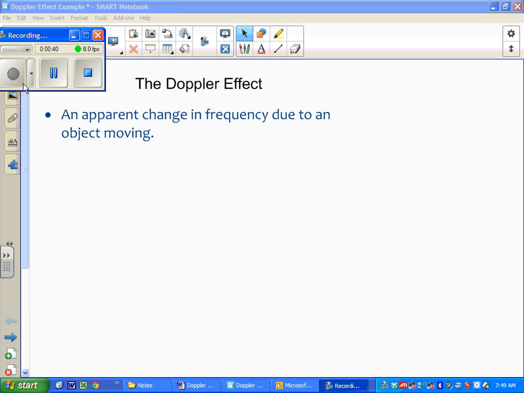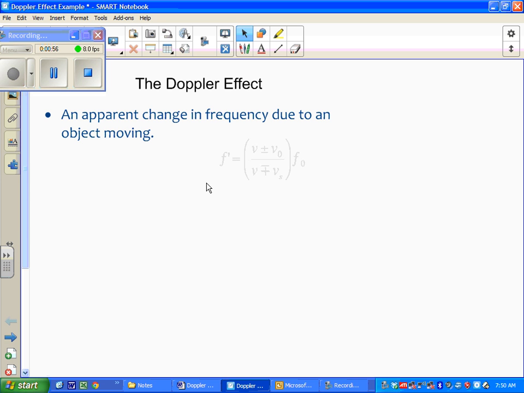The same would also be true if we flipped it. If the race car was still, but I was moving very fast towards the race car, I would still hear that change in sound. But we're going to take a look at a problem here. But before that, let's look at our equation. Our equation is right here. We have f prime equals (v plus or minus v naught) divided by (v minus or plus vs), all times f naught. It looks like a complicated equation, but in reality, it's not that bad once we identify these things. So let's take a look.